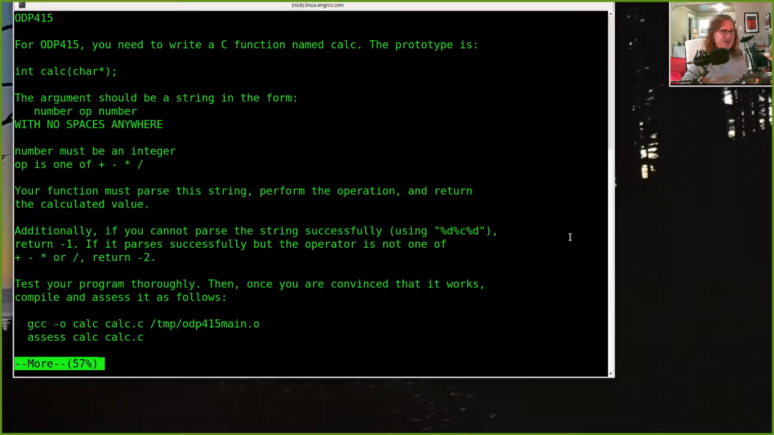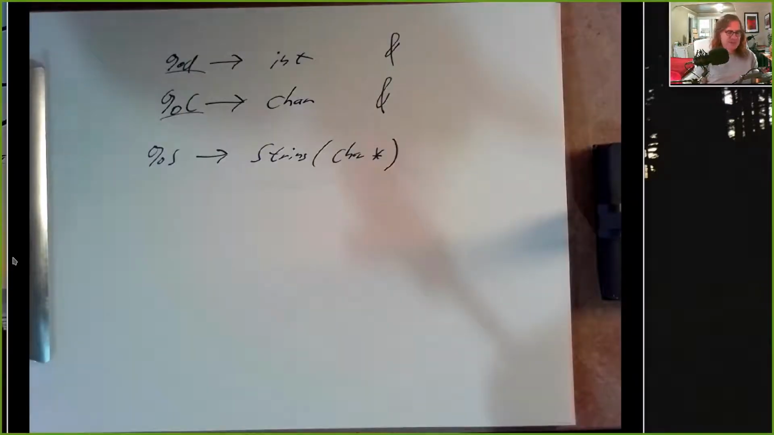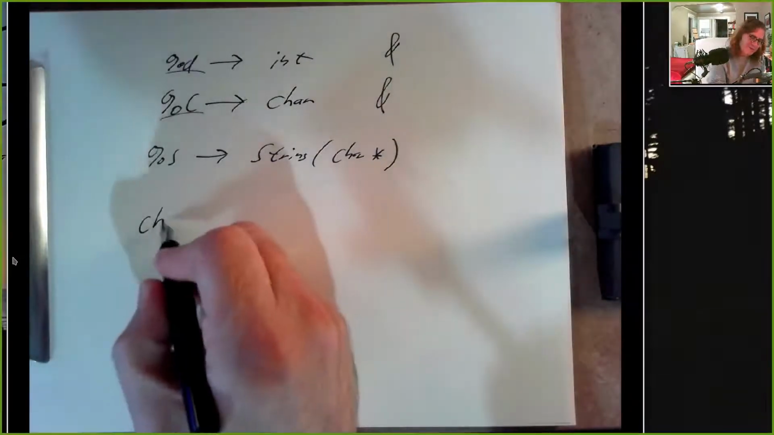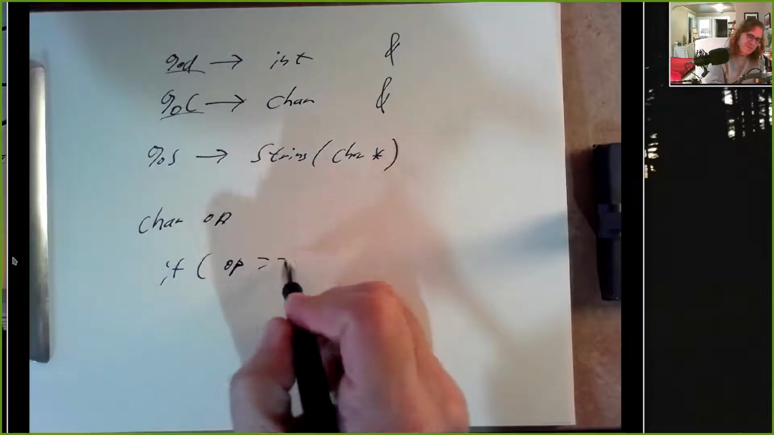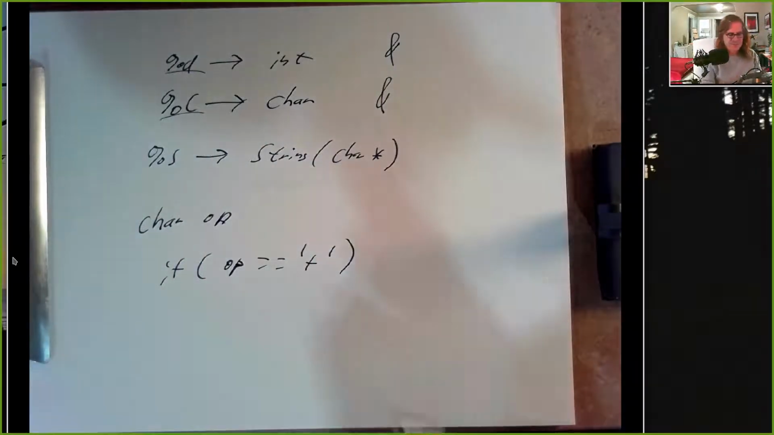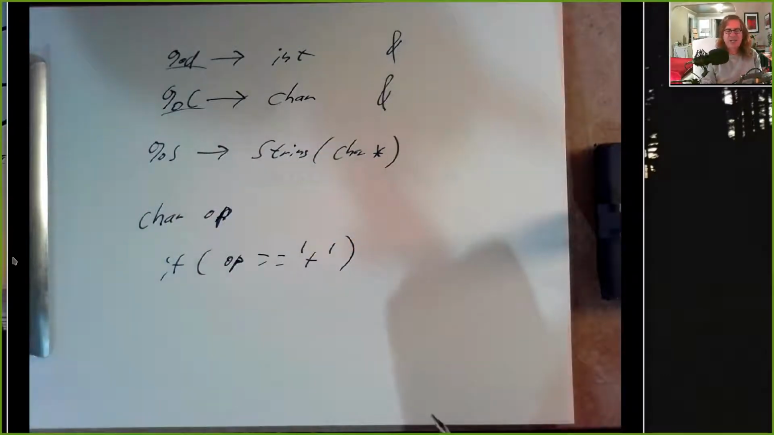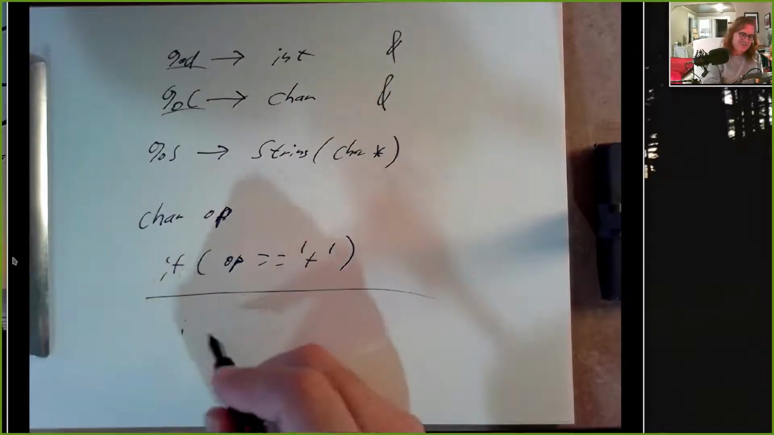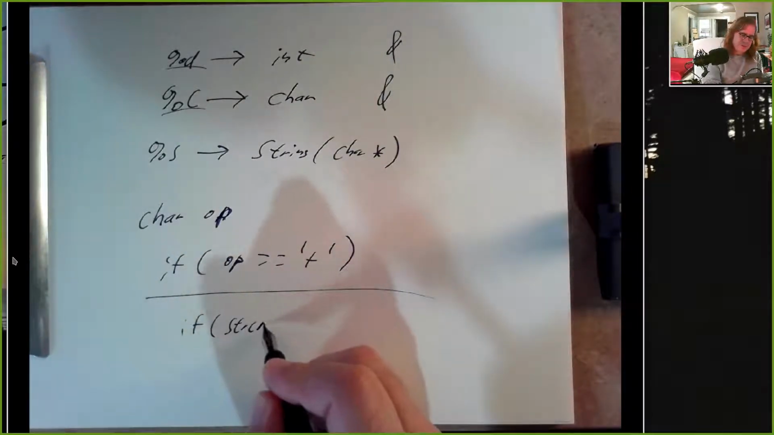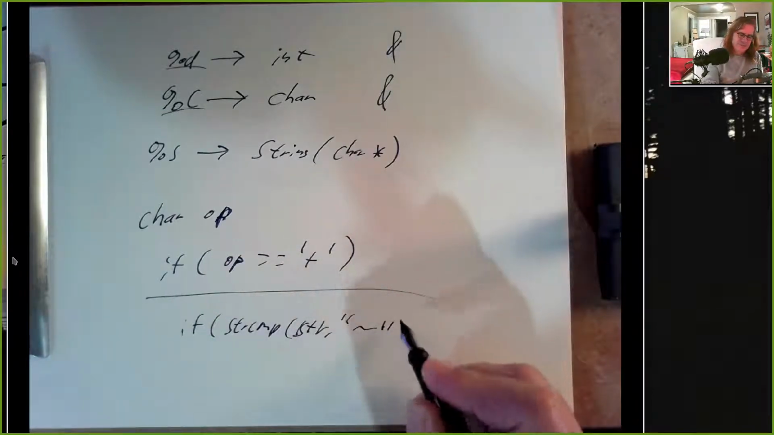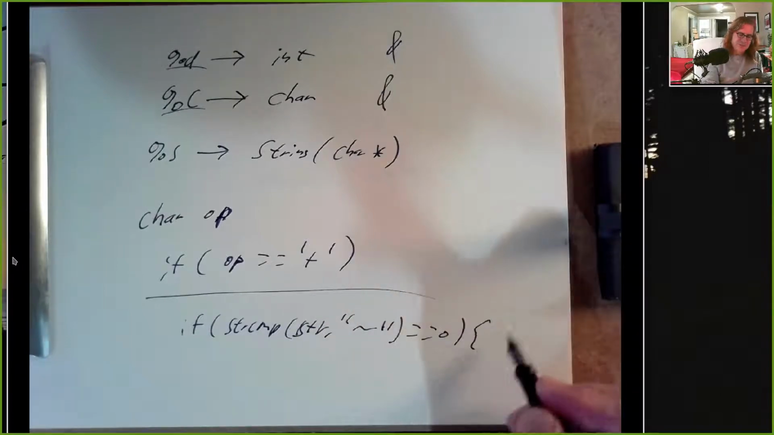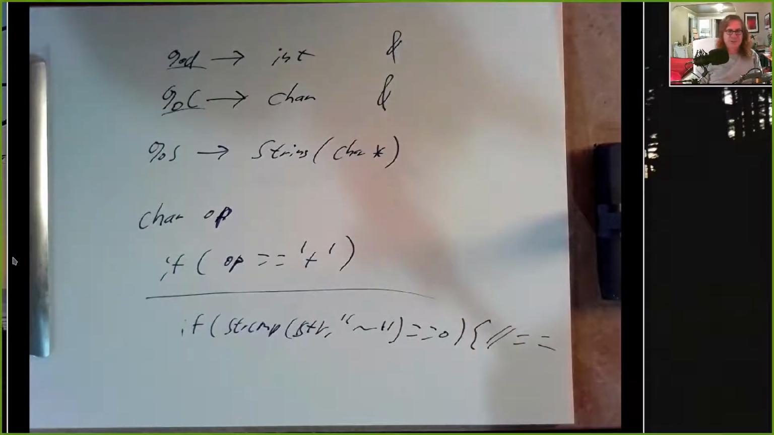And then since you have a character, if you want to compare it to see if it's equal to a plus sign, you want to use single quote plus. So if you have a character operator, you can say if op equals single quote plus. If we had a string, we would use double quotes, but there you'd want to use string compare. So if string compare of string, comma, double quote something is equal to 0, that means the two strings are equal.